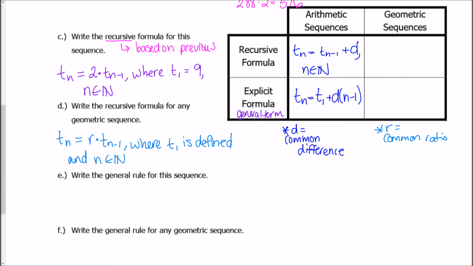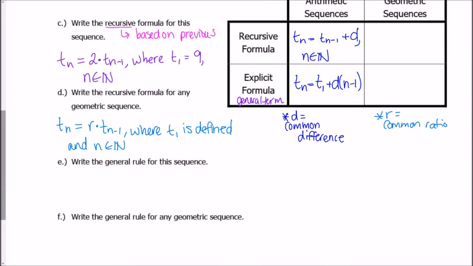Okay, and then question E asks us to write the general rule for the sequence. If you remember when we did exponential functions, it was always y equals a times b to the power of x, where a was our initial value and b was our growth rate.